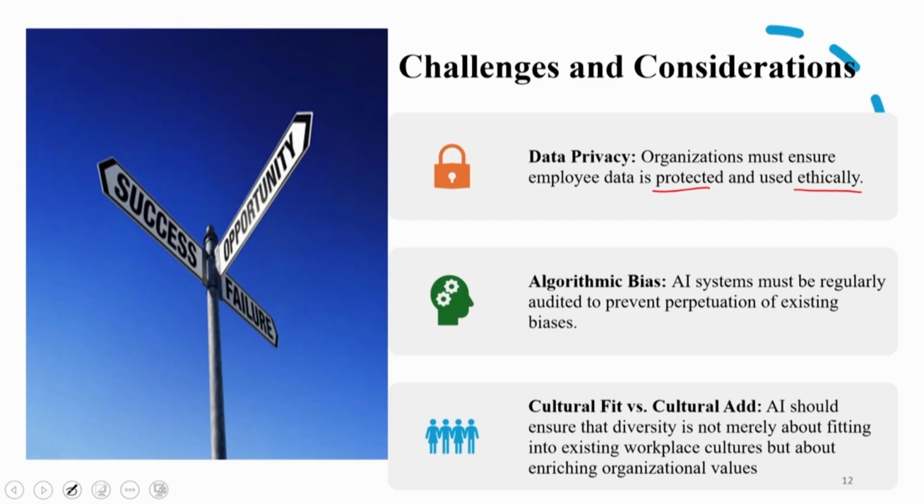Similarly, if you look into AI systems, they must be regularly audited to prevent perpetuation of existing biases. So there is a possibility that algorithmic bias could be there. If not properly managed, AI systems themselves may perpetuate existing biases present in the training data. Most of the lectures I tend to say this, and I repeat here too: AI and ML models are only as good as the data on which they are trained. So when you look into algorithmic bias, AI systems must be regularly audited to prevent perpetuation of existing biases.